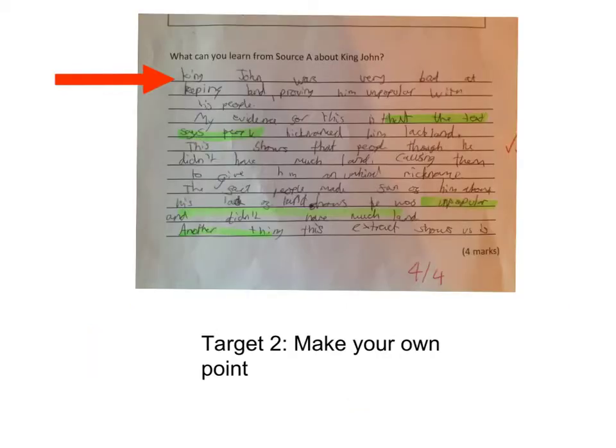Another target that you might have is that you need to make your own points. When you answer a source question, you shouldn't just rewrite what's in the source, but you need to make a specific point about what you've learnt from the source. Here in this example, the student has clearly done that by saying that King John was very bad. He then goes on to explain what evidence he has for this, but the point is he has come to a conclusion using the source about King John. Have you done this? If you haven't, maybe your target could be to make your own points.